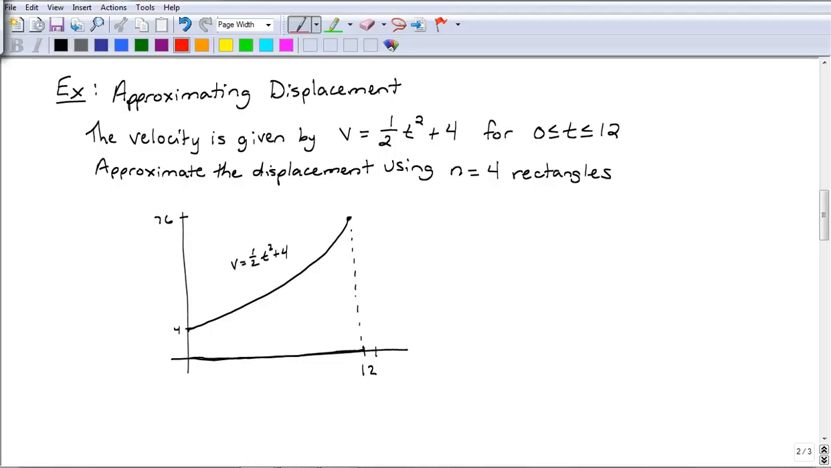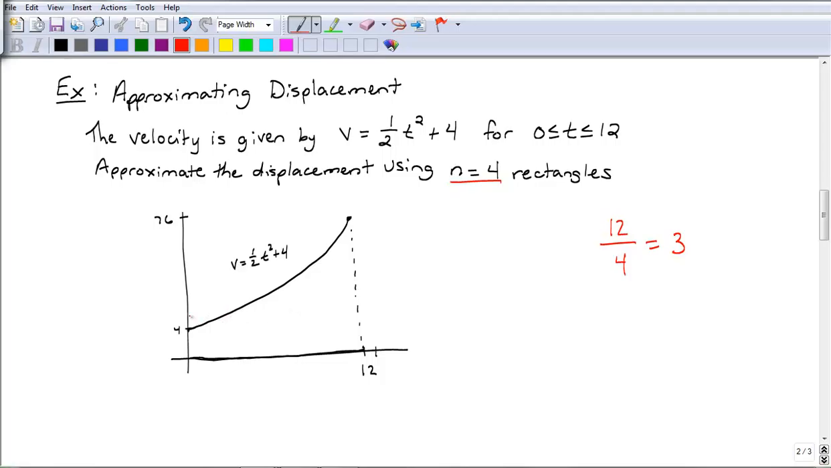And notice I want 4 rectangles. And I want them all to be the same width. Well, notice I have 12 to work with. There's a space of 12 on the x-axis. And I want to fit 4 rectangles in there. So if I divide those numbers, I know that each rectangle has to have a width of 3.